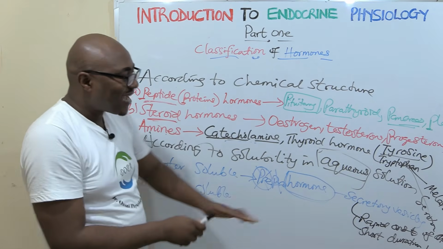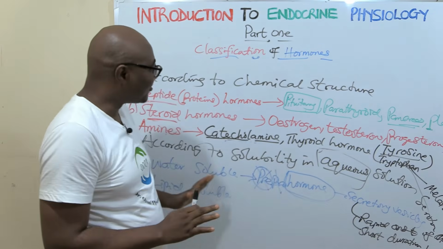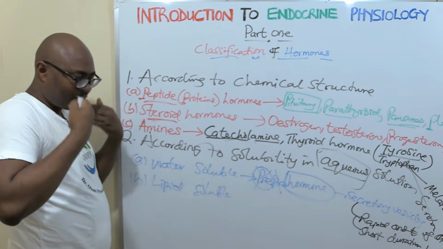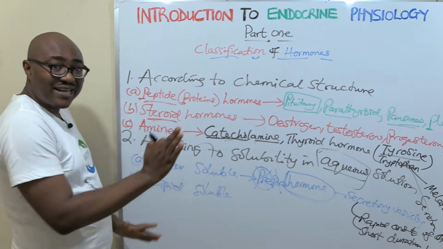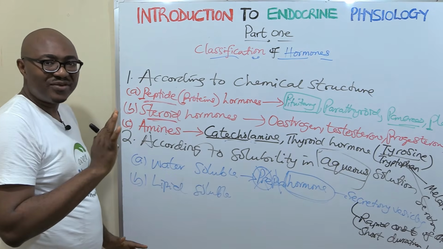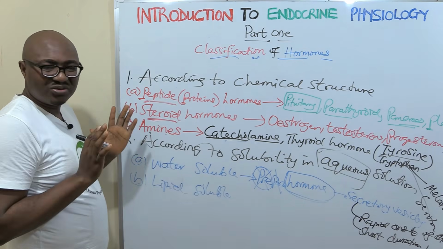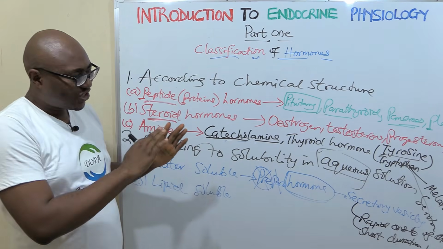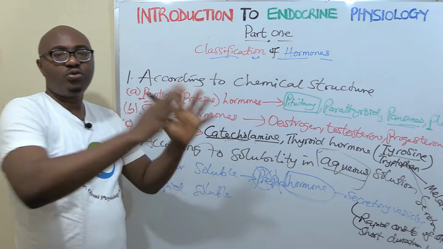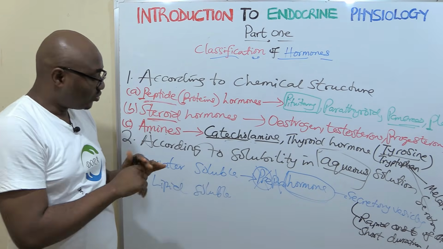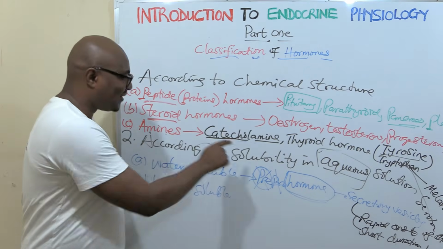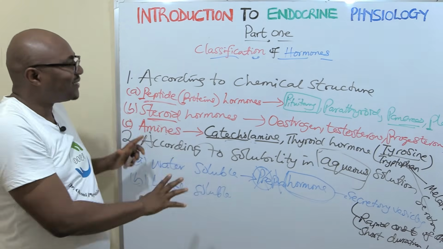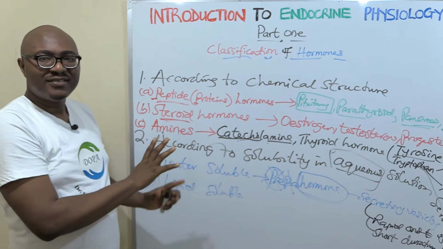Then also, because they are not stored in secretory vesicles like the water soluble ones, once they are secreted, they just pass through the cell membrane. Because they are lipid soluble, they can easily pass through the cell membrane. Okay, so that's why they don't need to be stored before they are secreted. So they have a slow onset of action and long duration of action. So those are key things you need to know when you are thinking about their solubility. Okay, so that is what you need to know basically about classification of hormones.